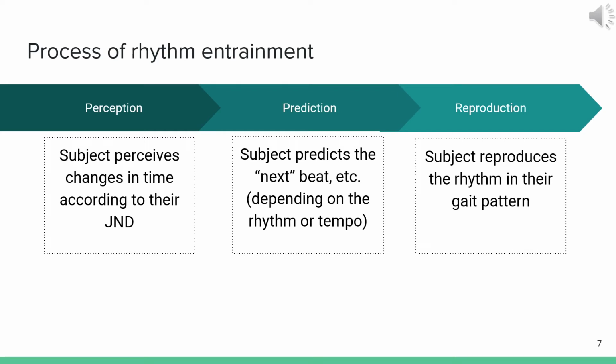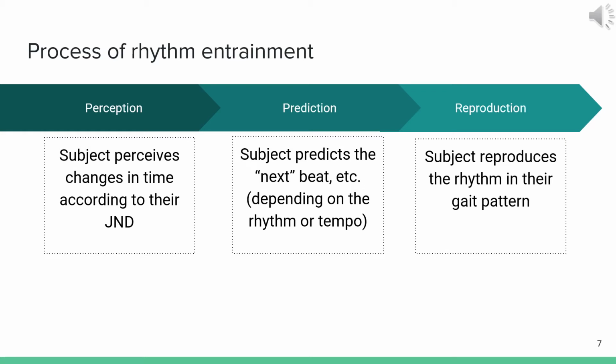So now that you know a little bit more about the basics of the four models that we're going to be testing, it's good to know the process of rhythm entrainment. It has three steps, the first of which is perception. This is where the subject perceives a change in time or tempo according to their JND, which is their just noticeable difference, and we'll cover that in just a few slides. Basically, this person notices there's a change.